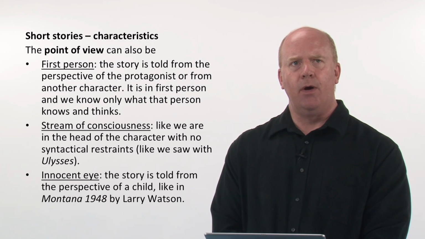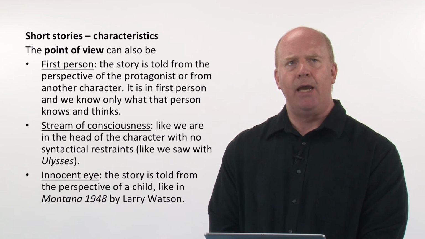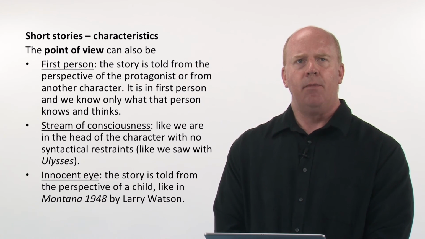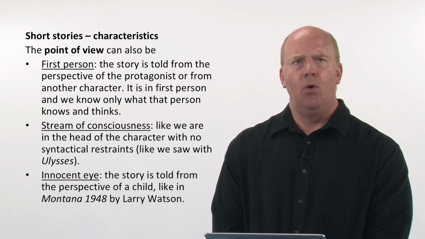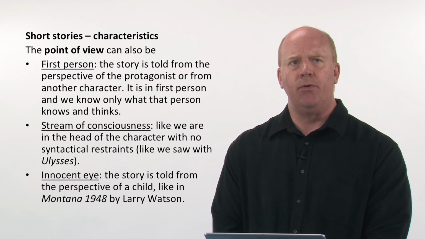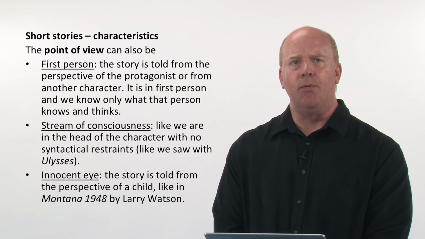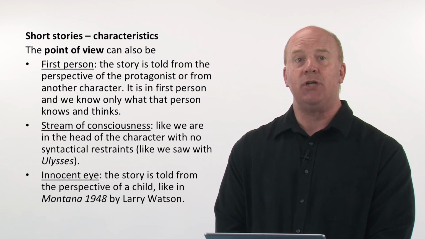So we also have first person here. The story is from the perspective of the protagonist or from another character. If it's in first person, we know what that person knows and thinks. We can also have a stream of consciousness, which is like what we saw with Ulysses. And also we can have an innocent eye, which is a story told from the perspective of a child.